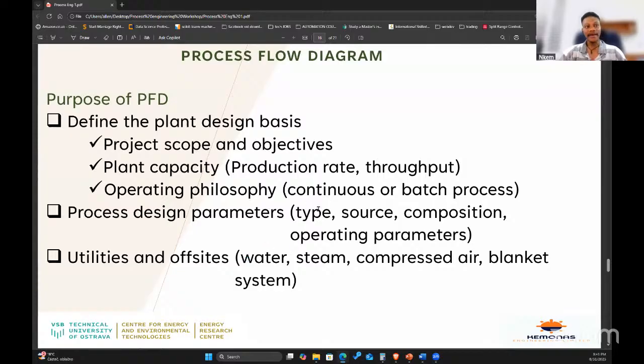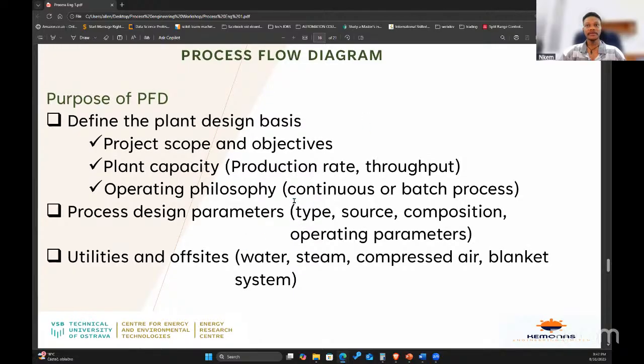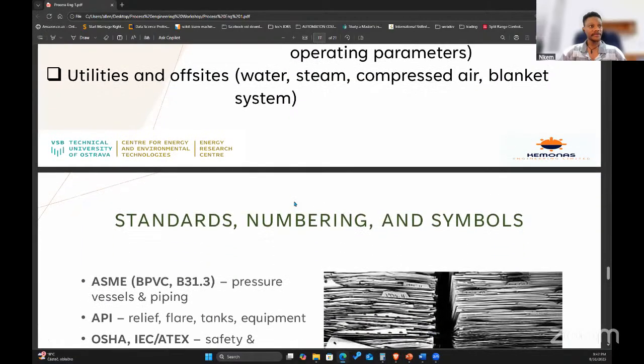So the side processes would be water for production of steam. You need your compressed air. From your compressed air, you get your nitrogen. You need your blanketing system, and of course, you need the electrical systems that will power your valves, that will power your equipment and all of that. All these are utilities and offsite. Okay, they're going to be included in the PFD. They're all the contents of the PFD. Okay, so now let's go into the standards.